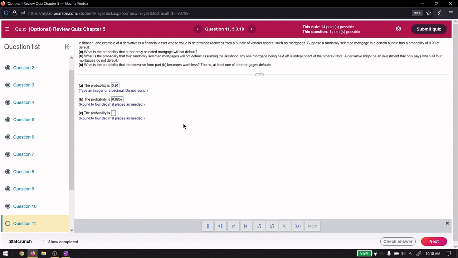Okay. What is the probability that the derivative from part B becomes worthless? That is, at least 1 mortgage defaults. Well, we just found the probability that 4 will not default. So the reverse of that, the complement of that, is at least 1 defaults. That's the key thing to understand what you're looking at. And can you think about the probabilities in terms of words? Because this one's quite easy to find. All we have to do is do 1 minus the previous one. But you have to understand what you're finding to know that.